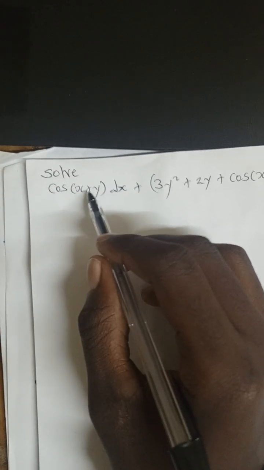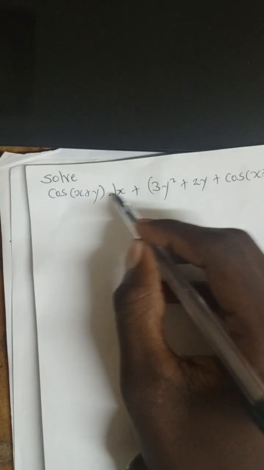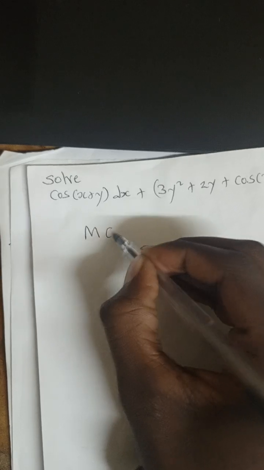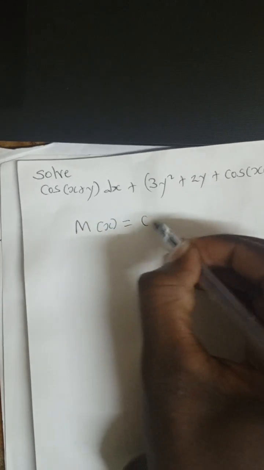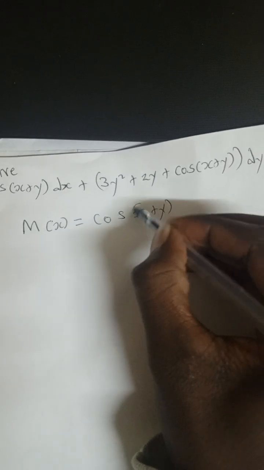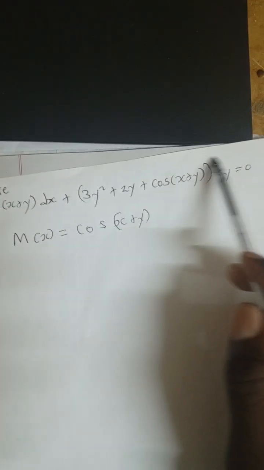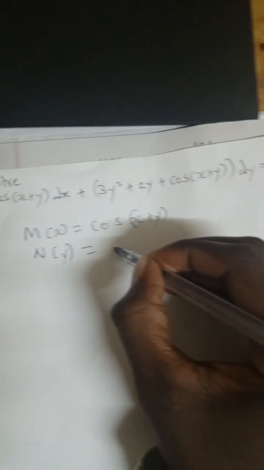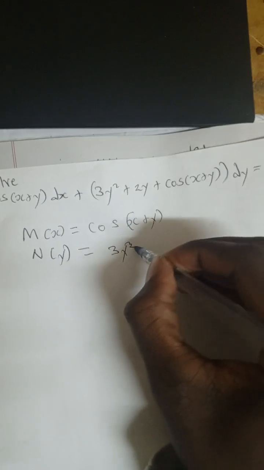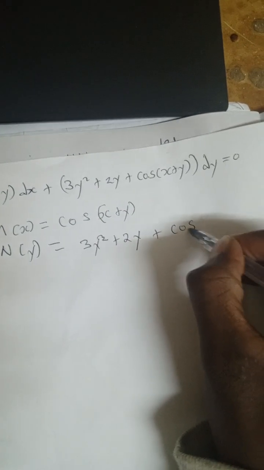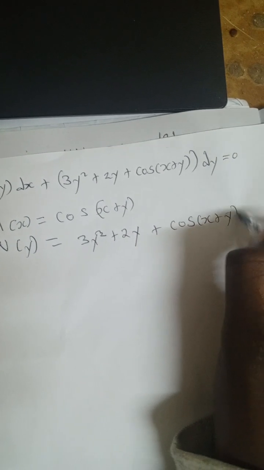cos(x + y) dx. Whatever our dx is, this is our M. This is our function M of x, which is cos(x + y). Wherever our dy is, this whole thing is our N, function of y, which is 3y² + 2y + cos(x + y).